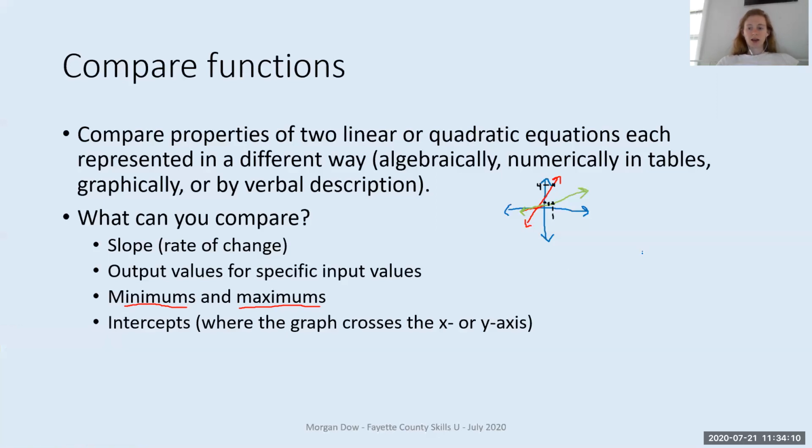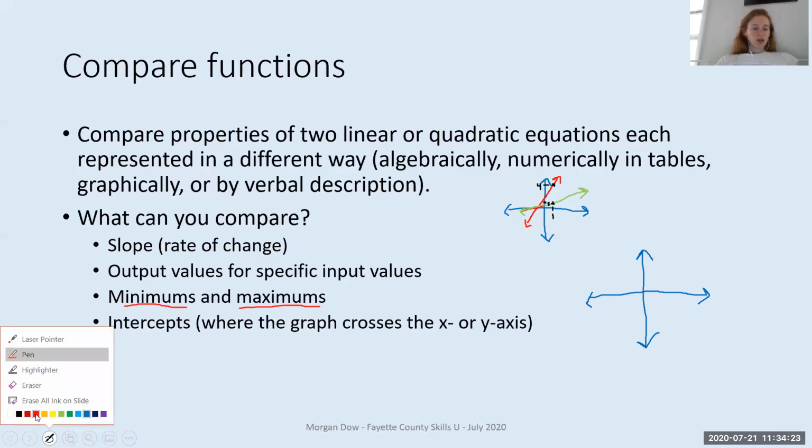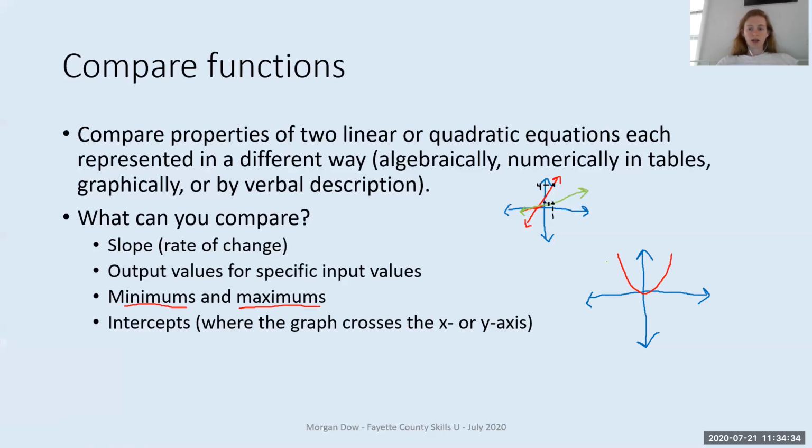So let's say we had two quadratic functions graphed on this. I'm just going to put them on the same graph. So we've got one parabola in red here. And we've got another parabola in green.